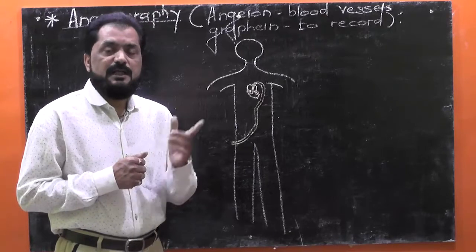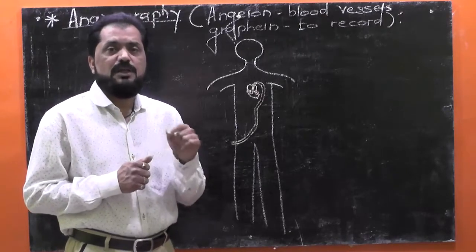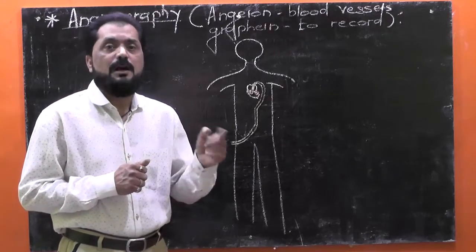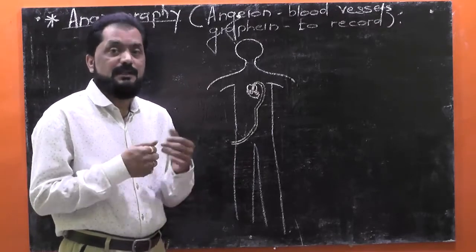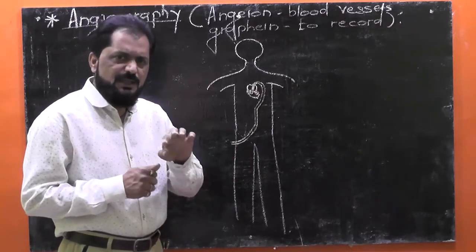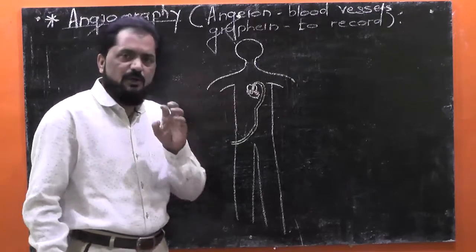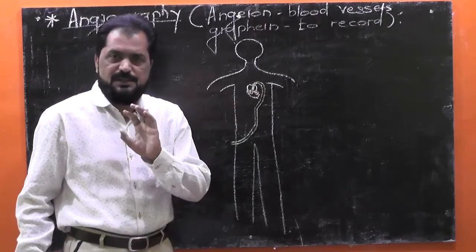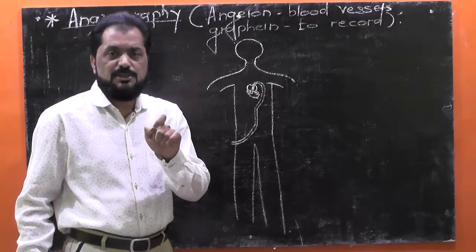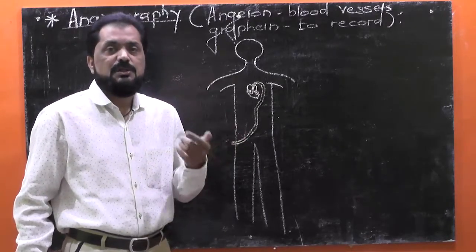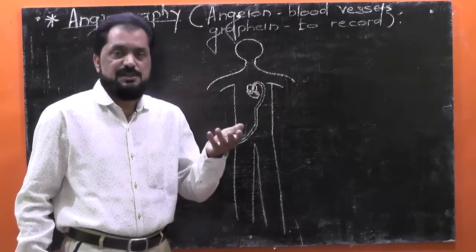Now those X-ray photographs are actually called angiograms or angiographs, with which one can understand whether there is a smooth supply of blood through those blood vessels or whether there is any obstruction, any blockage, on the basis of which the further treatment is decided.